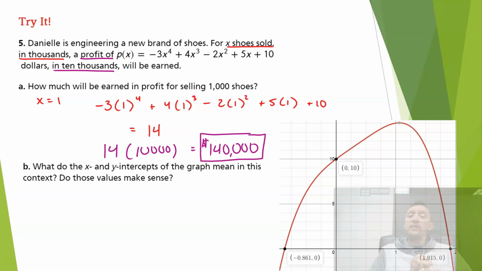Where x is 0, y is 10. That means that if she sold zero shoes, she would make 10 ten-thousands, or $100,000. That doesn't make any sense either. So the x and y intercepts do not make sense in the context of this problem.